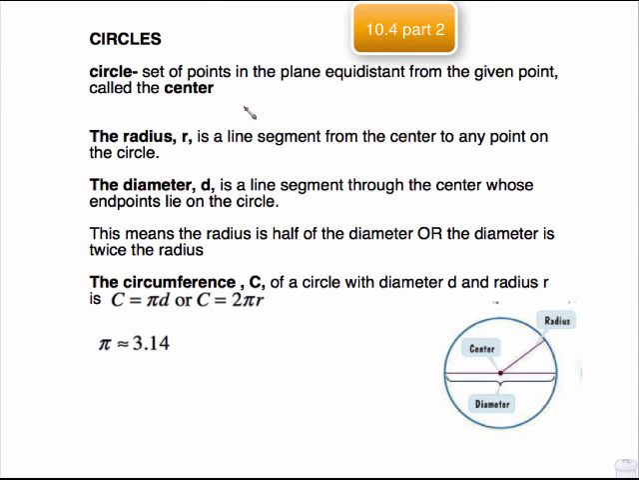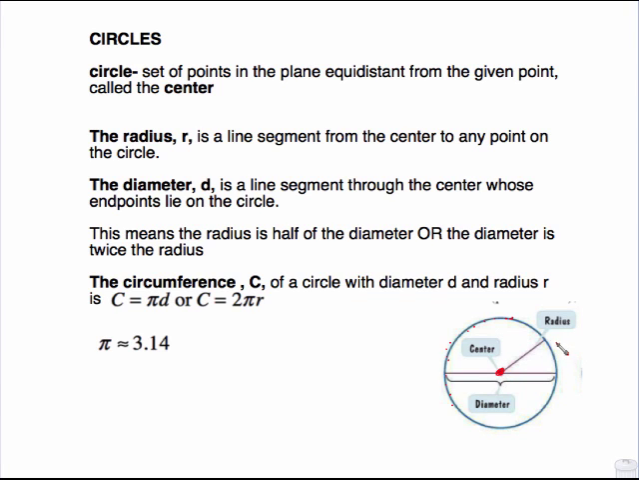All right, on to circles. A circle is a set of points in the plane equidistant from a given point called the center. It is a set of points in the plane. It's all of these points that are equidistant from a given point called the center. So every one of those points is equidistant away from the center. And the distance is the radius.